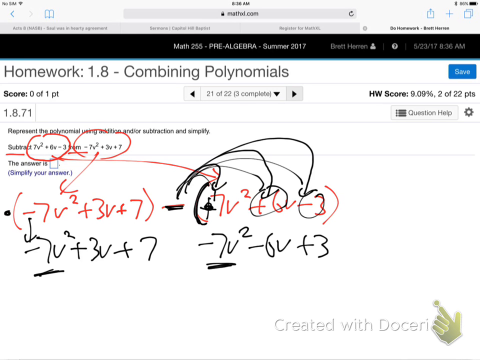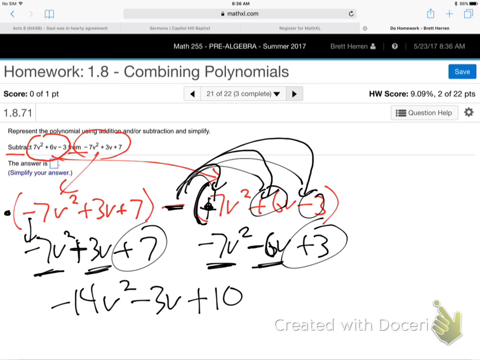So if you lose $7 and lose $7, -7 and -7, you've lost $14, huh? And 3v minus 6v? If you gain 3, it's a +3, gain $3, but then lose $6, you're down $3, huh? Good, and then +7 plus 3, +10. And there it is. Is that good?